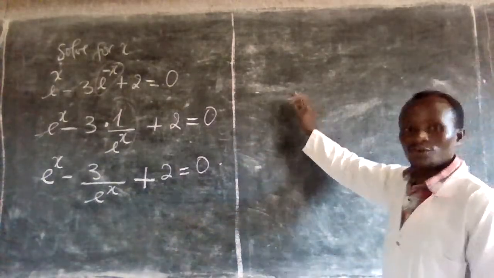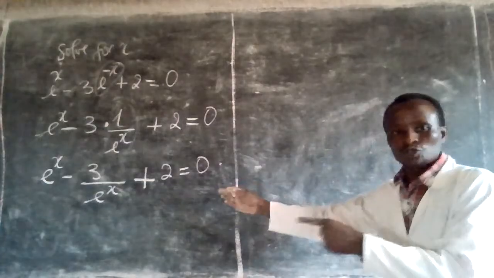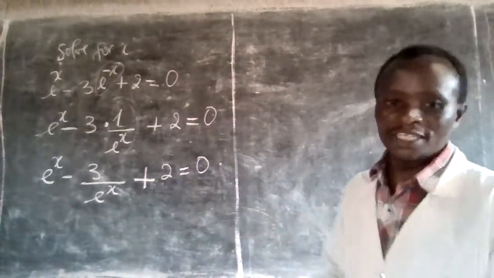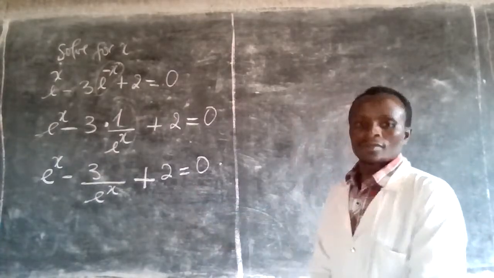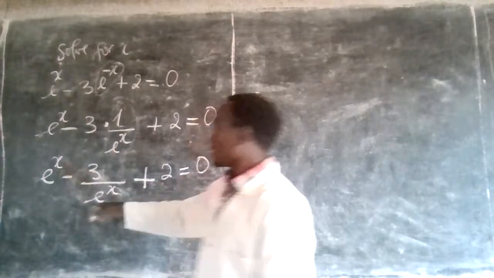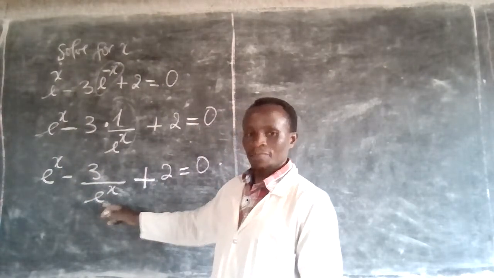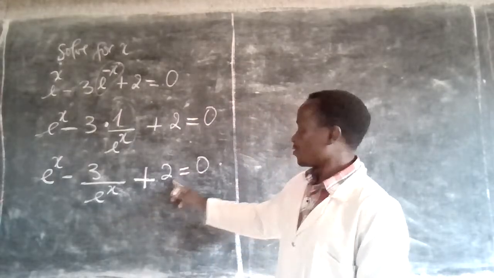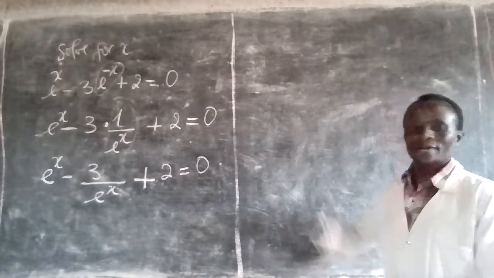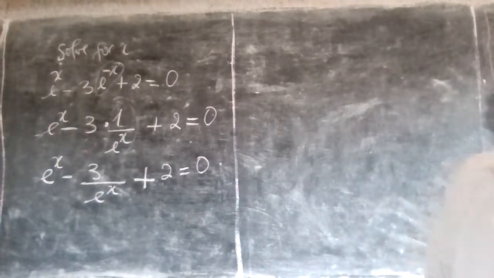Now, let us continue. We have this kind of exponential. How should we solve that kind of exponential? I need your support. Tell us, please, in the comment. You see here we have e power x minus 3 over e power x plus 2, which is equal to 0. What is the next step? What are you going to do? Any comment? I need your comment, please.